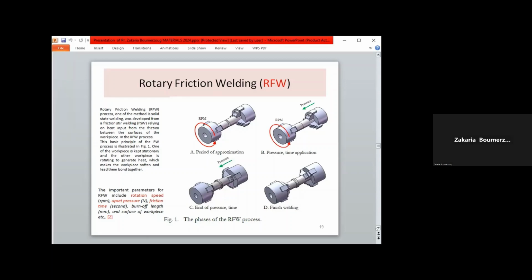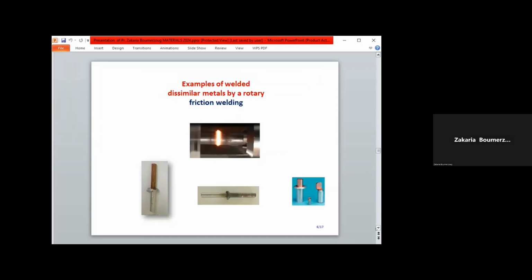In general, the main parameters are rotation speed, offset pressure, and friction time. Those figures show us examples of dissimilar metals welded by rotary friction welding. For example, here we have copper with aluminum. Here we have two different steels, low carbon steel with stainless steel.